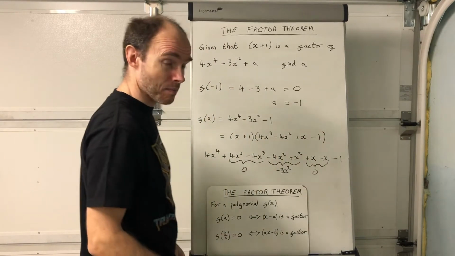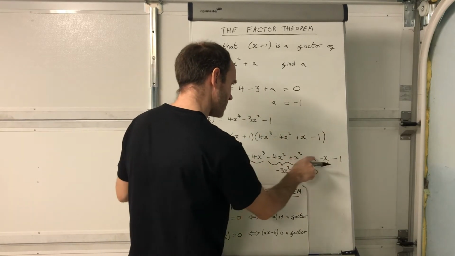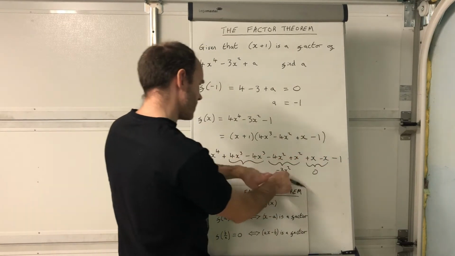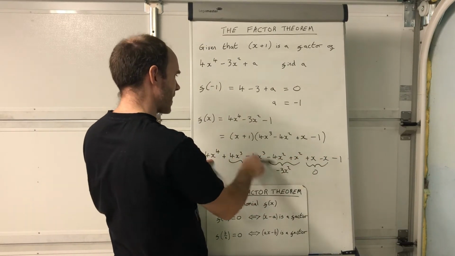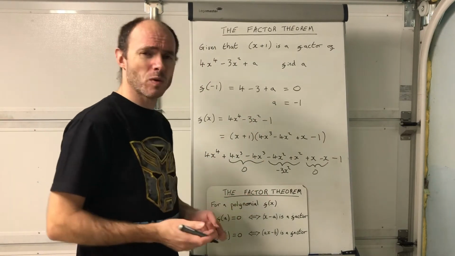So you can check that, but if you expand the brackets, this is what you get. You get this, this, this, this, this, this, this, this. And because those combine to get 0, those combine to get 0, those combine to get negative 3x squared, that gives us what we're after. That gives us what we want, okay? So there we go. Quite nicely done.